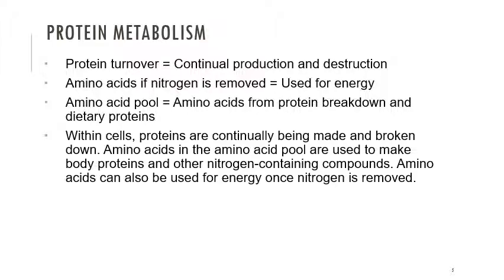Protein metabolism, protein turnover: continual production and destruction. Amino acids, if nitrogen is removed, can be used for energy. Amino acid pool: amino acids from protein breakdown and dietary proteins. Within cells, proteins are continually being made and broken down. Amino acids in the amino acid pool are used to make body proteins and other nitrogen-containing compounds. Amino acids can also be used for energy once nitrogen is removed.